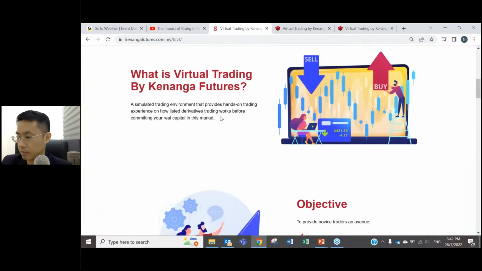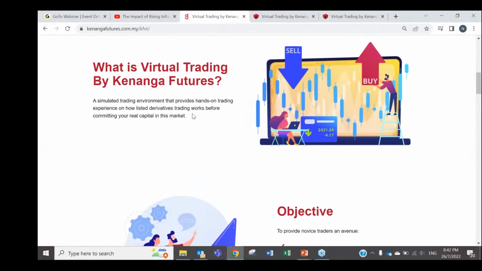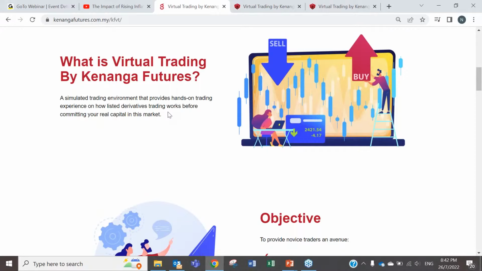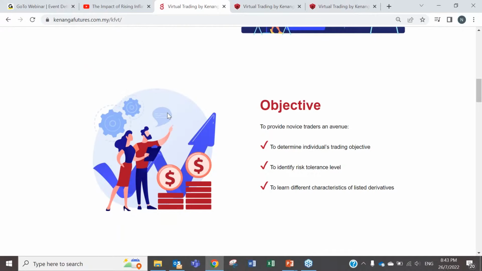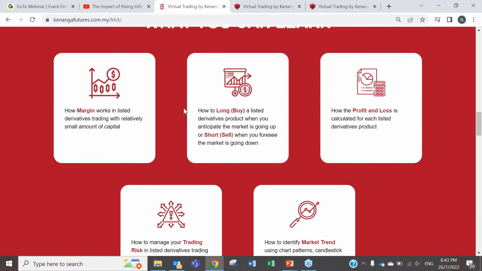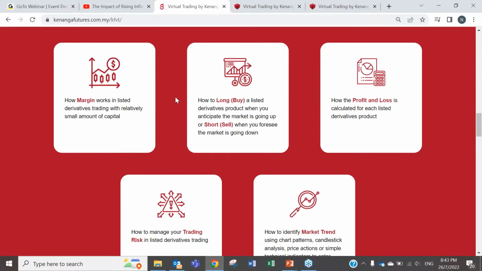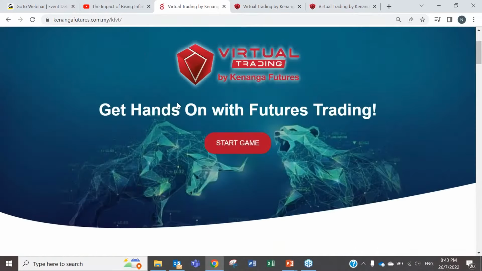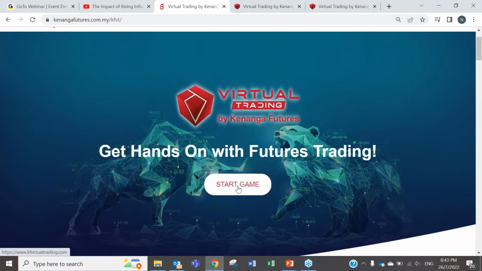What this game is all about is a simulated trading environment that provides you a hands-on trading experience on how listed derivatives work, before you commit your real capital in this market. Some of the objectives we try to bring to you, and what you can learn from this game, you can read more about later on this website. So how do we proceed? You can just scroll up to the top and click the Start Game button.